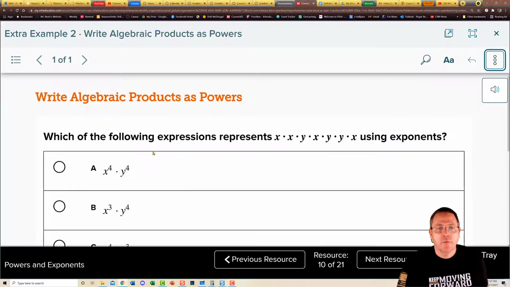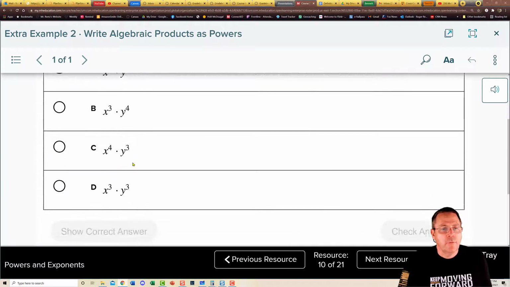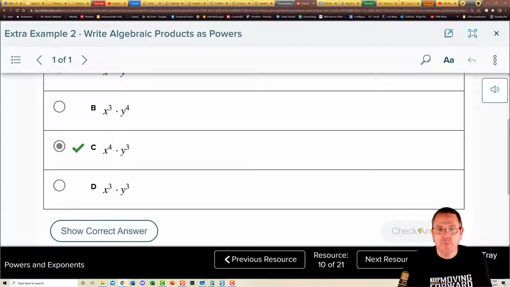Let me jump back over here. We have x to the 4th, y cubed, that's going to be answer C. Check your answer. It's too simple, too simple.